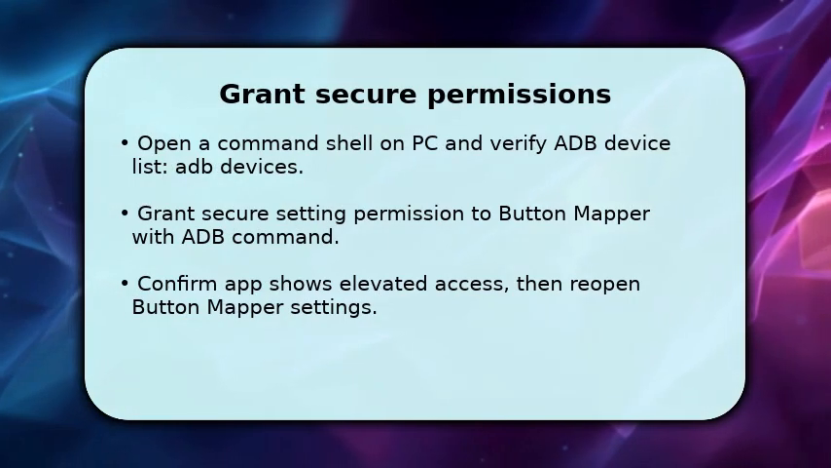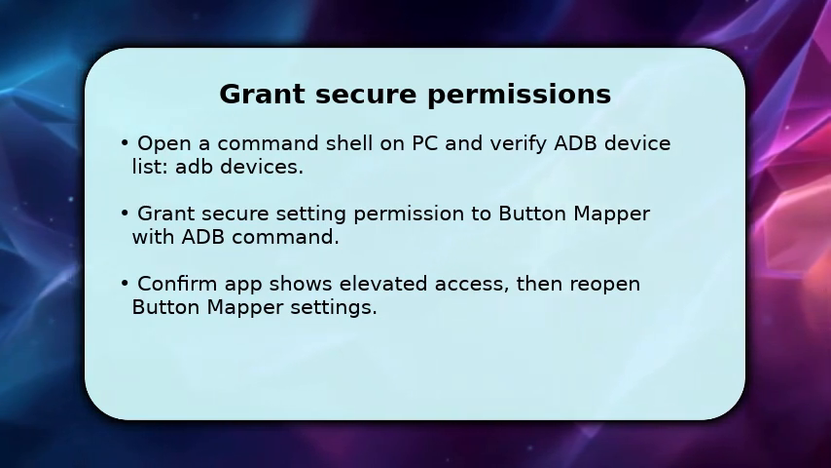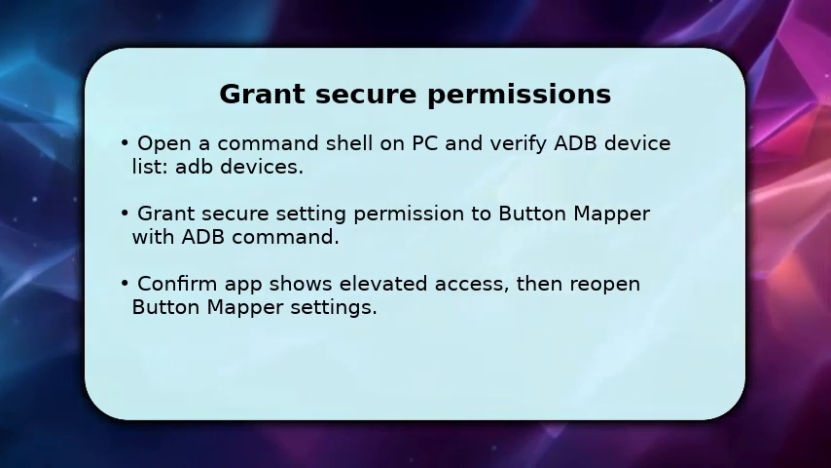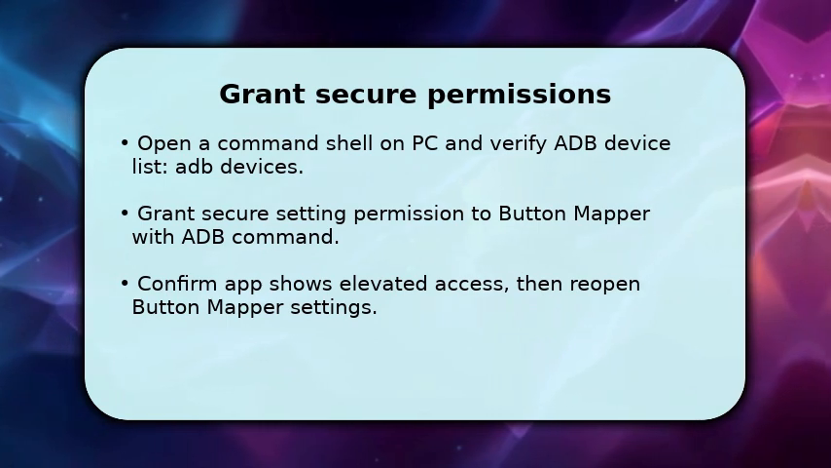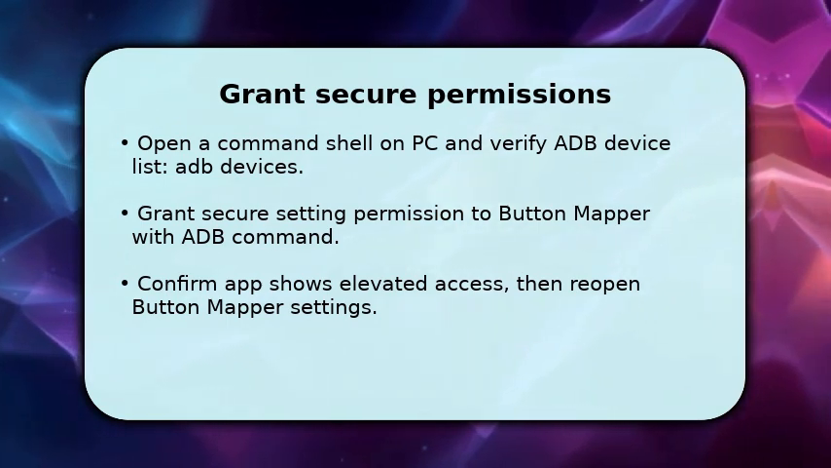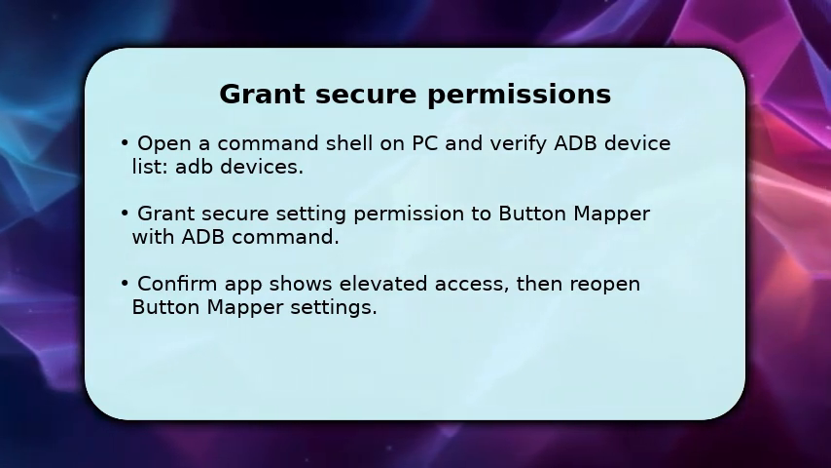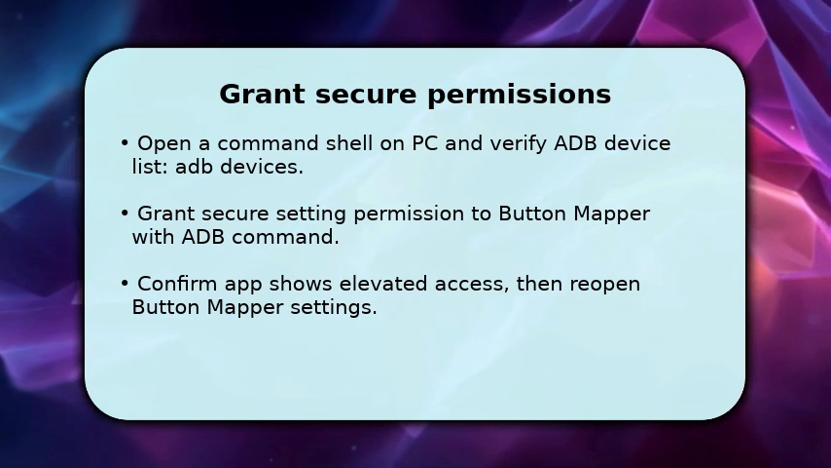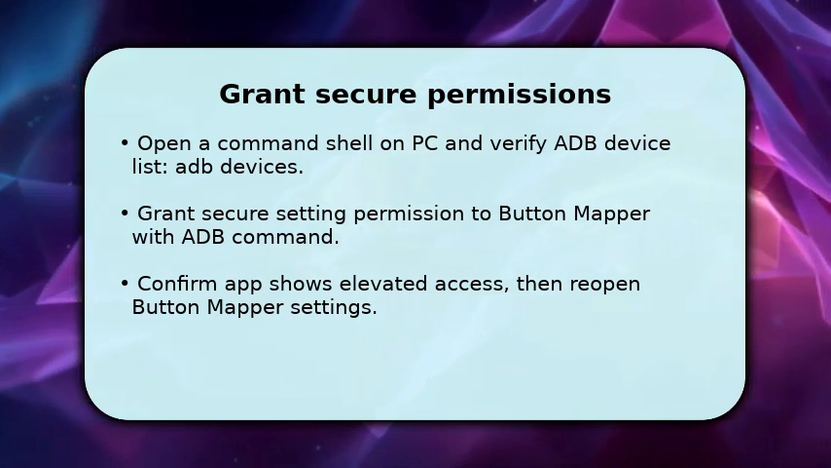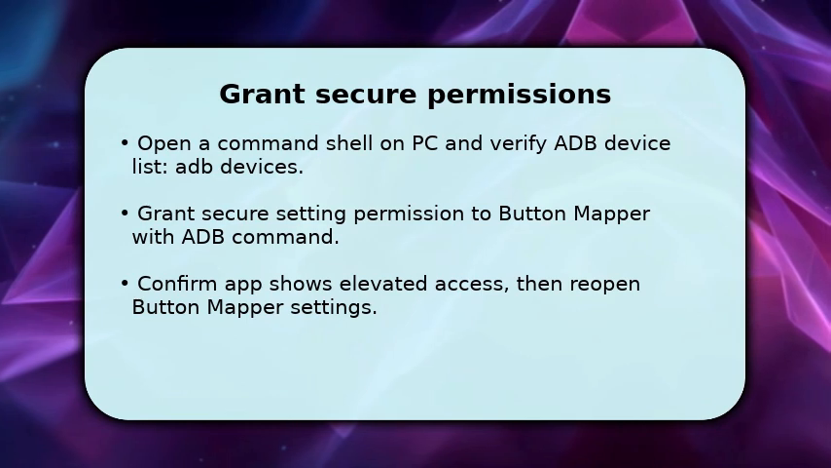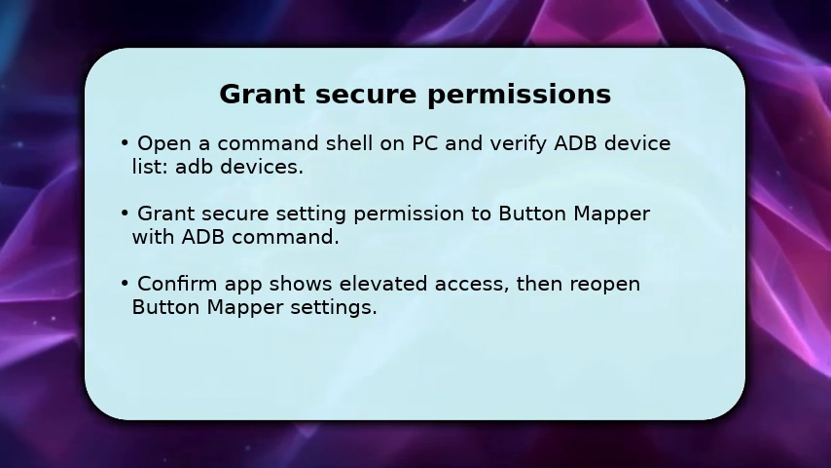Next, you give Button Mapper the secure permission it needs. On your PC, run adb devices to confirm the phone is connected, then execute the grant command that allows writing secure settings. For example, adb shell pm grant flar2.buttonmapper android.permission.WRITE_SECURE_SETTINGS. Once the command succeeds, reopen Button Mapper on the phone.